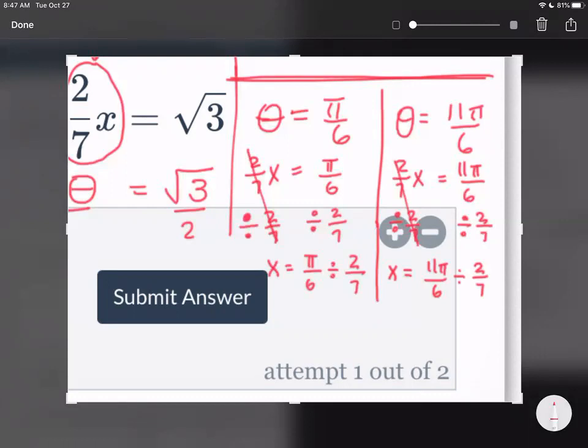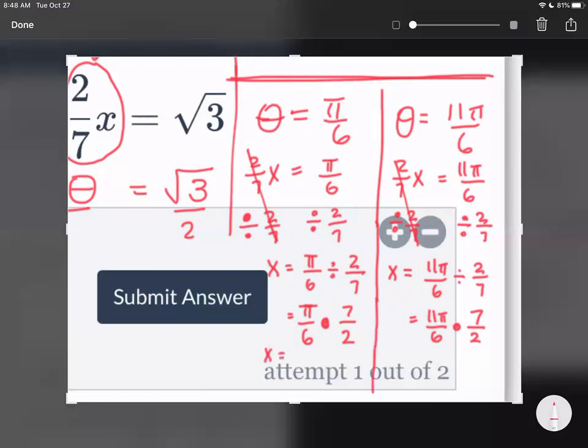And when you're dividing by a fraction, remember that's the same thing as multiplying by a reciprocal. So I'm going to change that to multiplying by 7 over 2. So instead of dividing by 2 over 7, we are multiplying by 7 over 2, because when you divide by a fraction, that's the same thing as multiplying by its reciprocal. And then we're going to solve this.